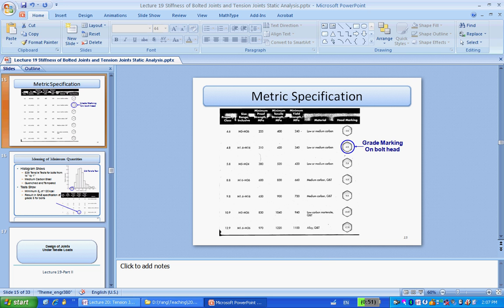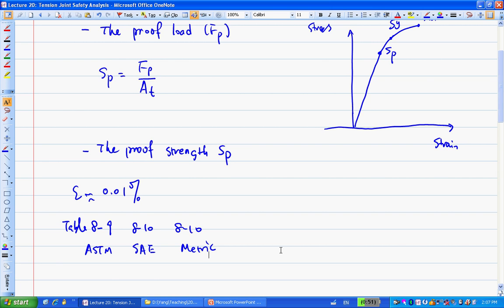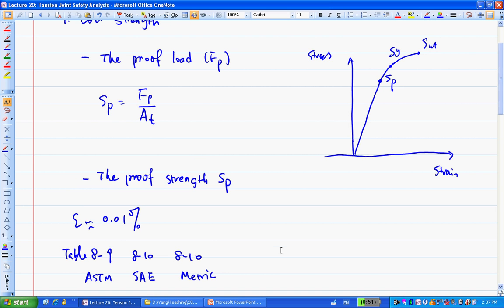Basically, the proof load is the maximum load that a bolt can withstand without acquiring a permanent set. This is the maximum load the bolt can endure without permanent set.